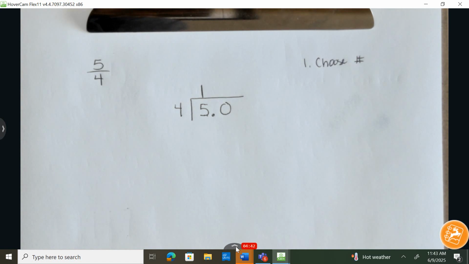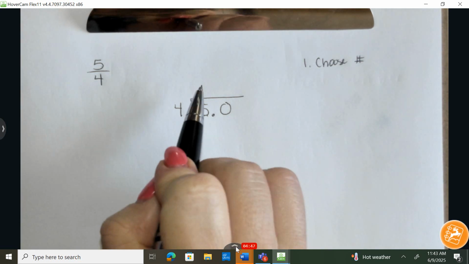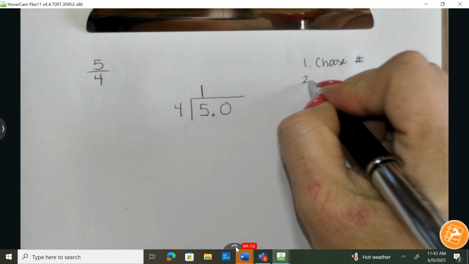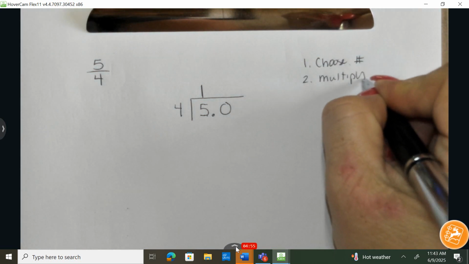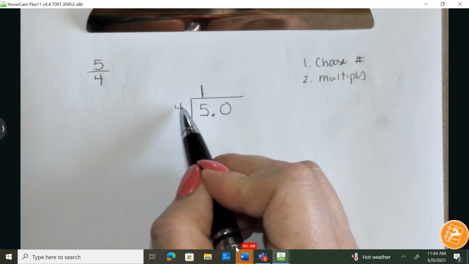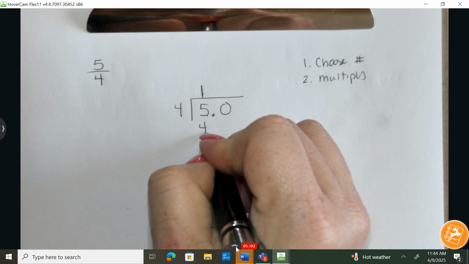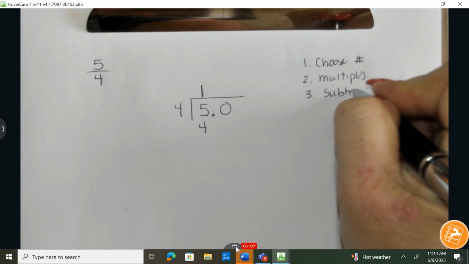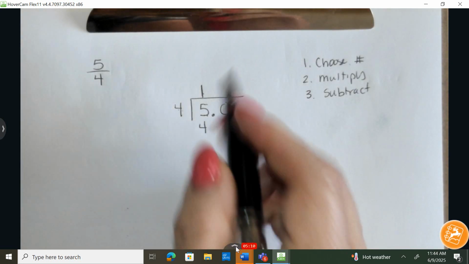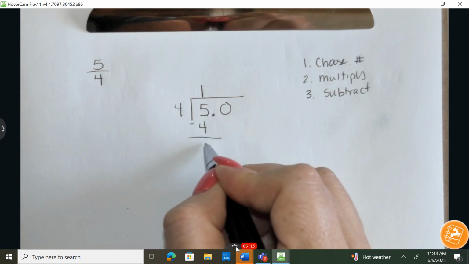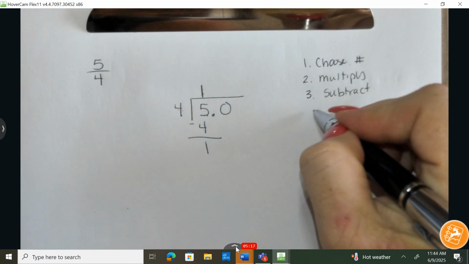I'm not sure how they teach it in elementary school, but I'm going to just try to simplify this process for you. So once you are able to select this value up front, choose number, now we are going to multiply. So I'm going to take whatever value is on top and multiply it by the outside. 1 times 4 is 4. Step number 3, I'm going to subtract. So I'm going to subtract these two. 5 subtract 4 gives me a remainder of 1.